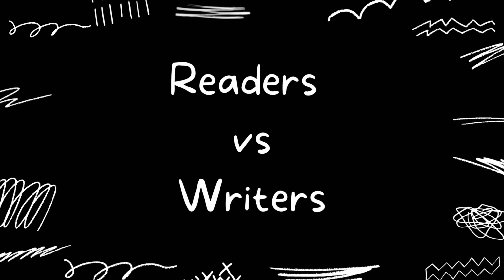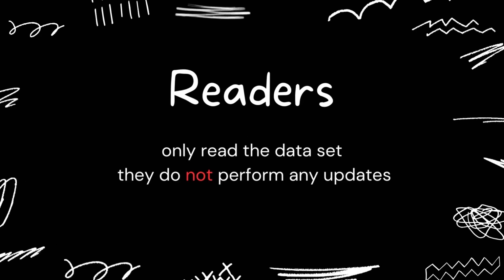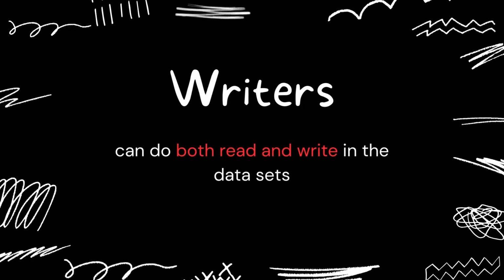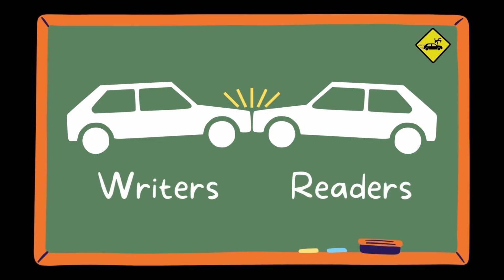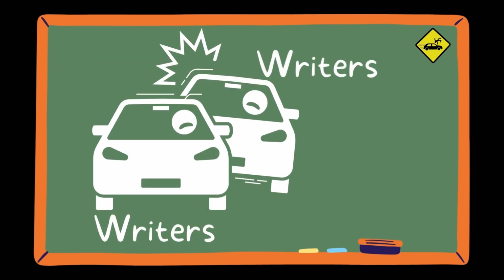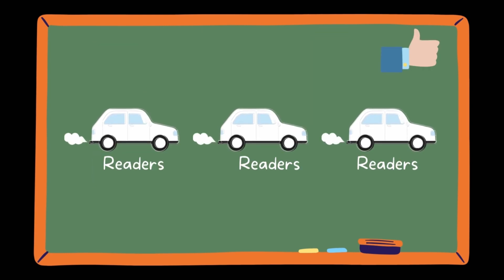Before we solve the problem, we need to know what readers are and what writers are. Readers only read the dataset and do not perform any updates, while writers can do both read and write in the dataset. Writers and readers cannot access the object at the same time. Also, multiple writers cannot access the object at the same time. However, multiple readers can access the object at the same time.